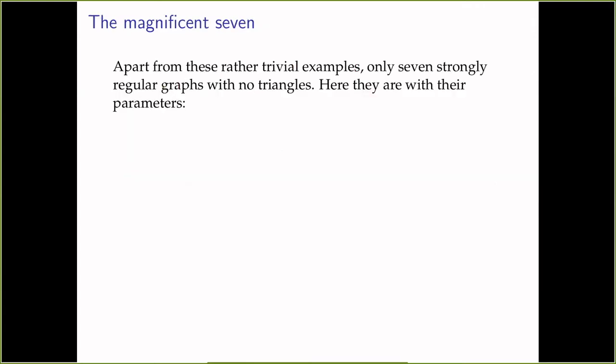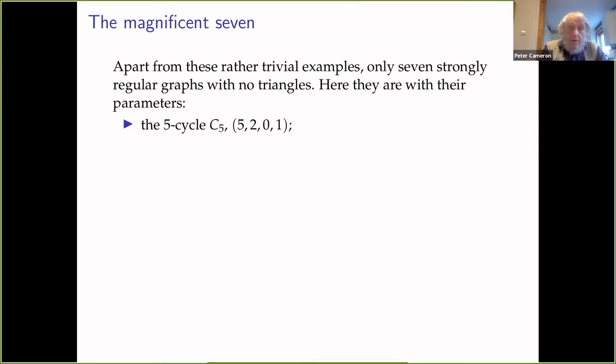So rather strangely, it turns out that apart from those rather trivial examples, there are only 7 known strongly regular graphs with no triangles. This has not been proved, but they've all been known for quite a long time now, and nobody has found another. So the really big question is, is this all? But I'm going to describe these graphs to you, and along the way, we will meet quite a few interesting pieces of discrete mathematics that have a bearing on this. So here are the 7 graphs.